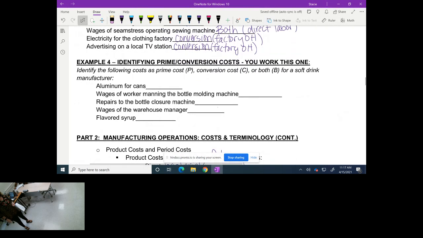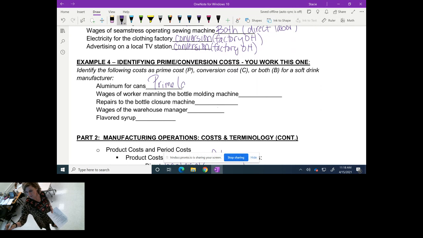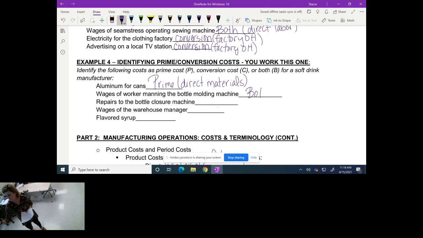All right, so second example on identifying these: aluminum for cans. It's materials. So it's prime because it's direct materials. Wages of the worker would be both, because it's direct labor. Repairs to the machine: conversion, because we call that factory overhead. This one I wasn't sure about. Can this be both, or is it just going to be factory overhead for warehouse manager wages? Well, he's factory overhead, so he would be conversion.